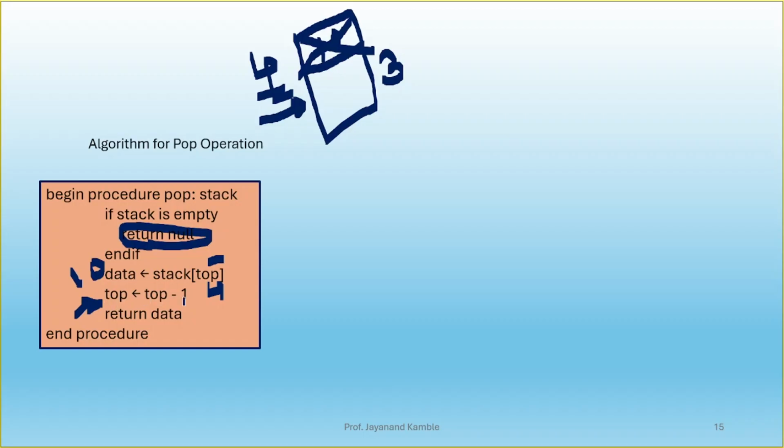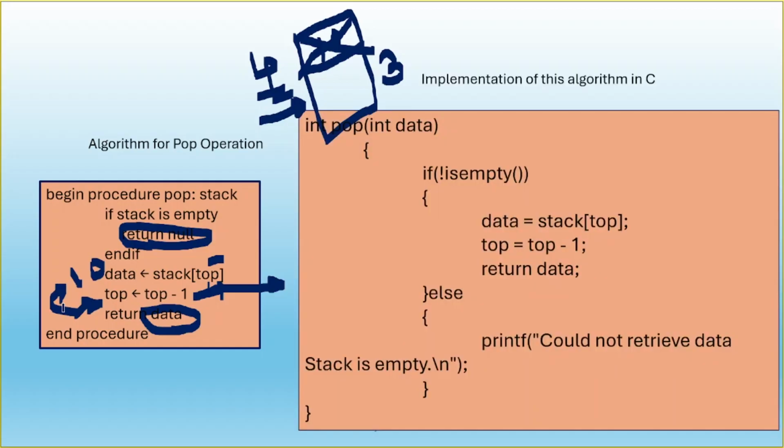Top is equal to top minus 1. So here the top value will be decremented by 1 and then we are returning which element is removed from the stack. In our example it is 10. Is this clear? The same code written in C is like this. If isEmpty, so whatever is the opposite of isEmpty, that is what is taken. You will understand this when we actually write the code. What do we have to write?